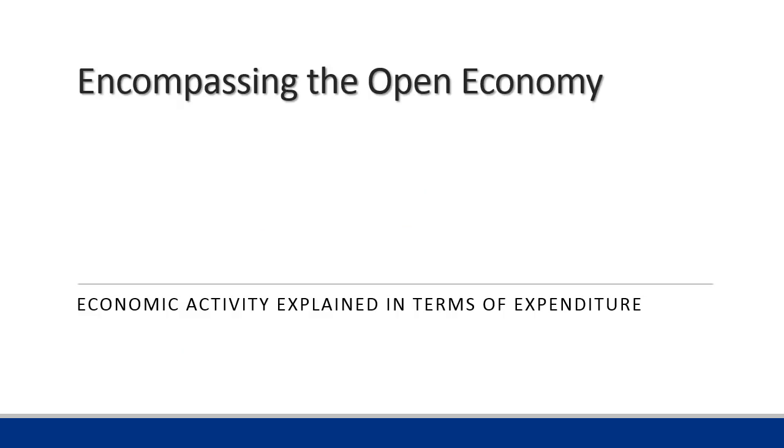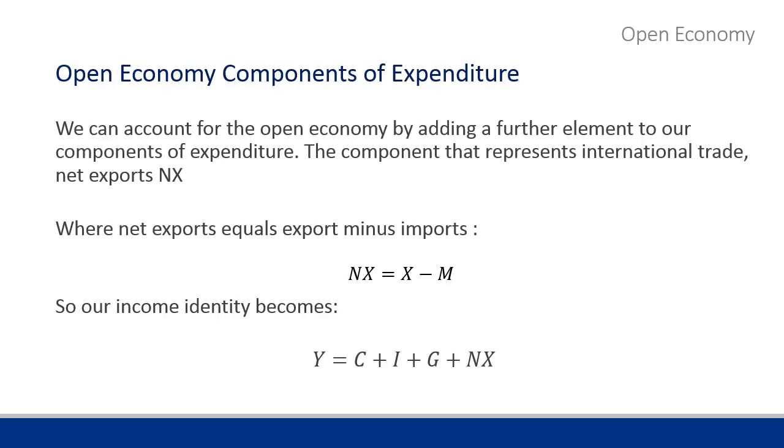We now go on to extend our model to encompass the open economy, which we can think of as the international sector. So how do we model the international sector? We do that by using the trade balance, net exports, which is exports minus imports. And we simply bolt that onto our income identity, so that now Y is equal to C plus I plus G plus NX. So we have a fourth component of expenditure, which comes from our interactions with the rest of the world.